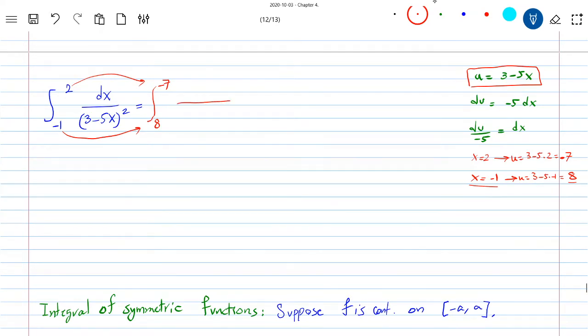And you still have 3 minus 5x as u, so this is u to the power 2. And instead of dx, we can write du divided by negative 5. You can write it here, or you can say, okay, this is 1 times dx, and I can write du divided by negative 5 there. Either way is fine. This is easier to see, so I'm going to do that. This is the same as the integral from negative 7 to 8 of 1 divided by negative 5, and instead of 1 divided by u squared, I can write it as u to the power negative 2 du.